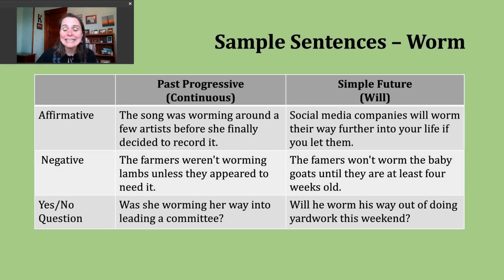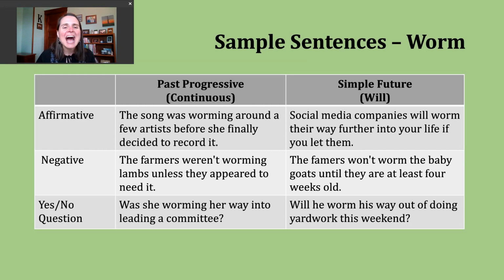Now let's move on and talk about making negative past progressive sentences. To do this, again, we start with our subject. We pay attention to what that is because we're either going to use was not or were not before we use our verb with the ing ending. Now, was not can be combined into one word, wasn't. Were not can be combined into the contraction weren't. Let's take a look at an example of that. The farmers weren't worming lambs unless they appeared to need it. Okay. Here, this goes back to our third definition, very specific, again, to working with animals, treating them to prevent parasites or to get rid of parasites.